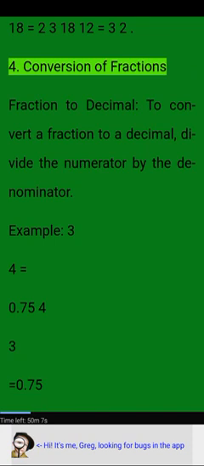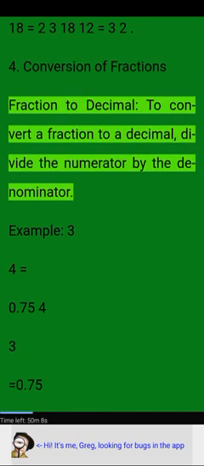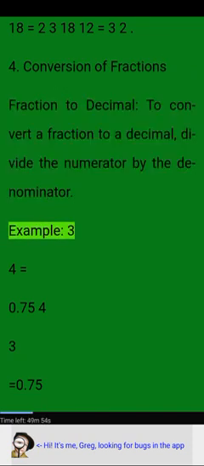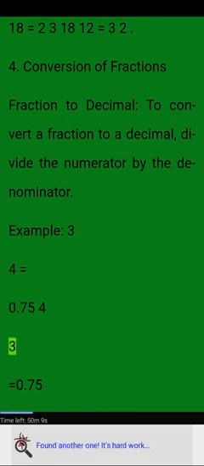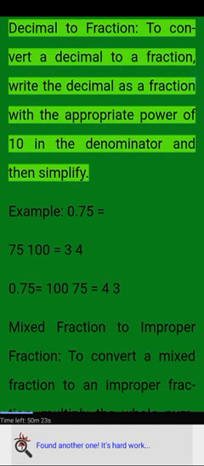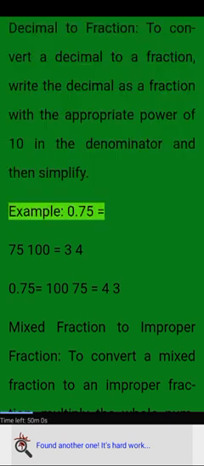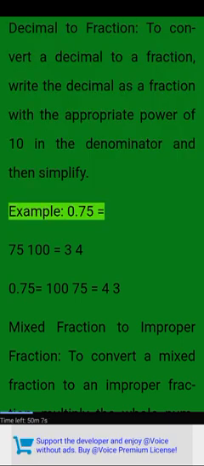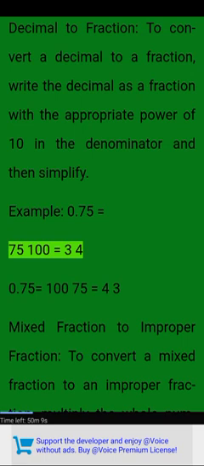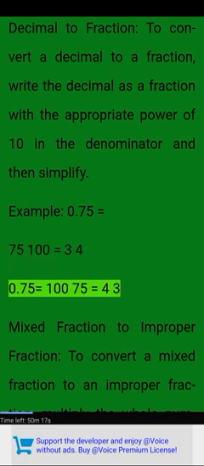4. Conversion of fractions. Fraction to decimal: to convert a fraction to a decimal, divide the numerator by the denominator. Example: 3/4 = 0.75. Decimal to fraction: to convert a decimal to a fraction, write the decimal as a fraction with the appropriate power of 10 in the denominator and then simplify. Example: 0.75 = 75/100 = 3/4.